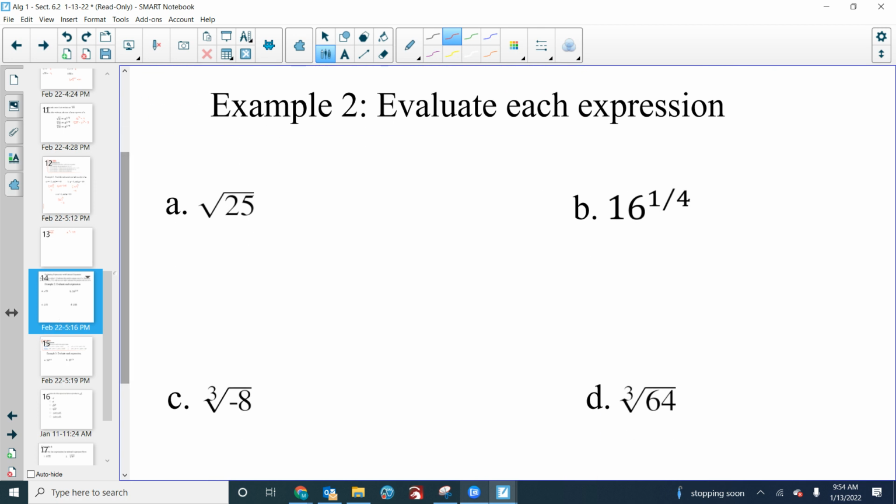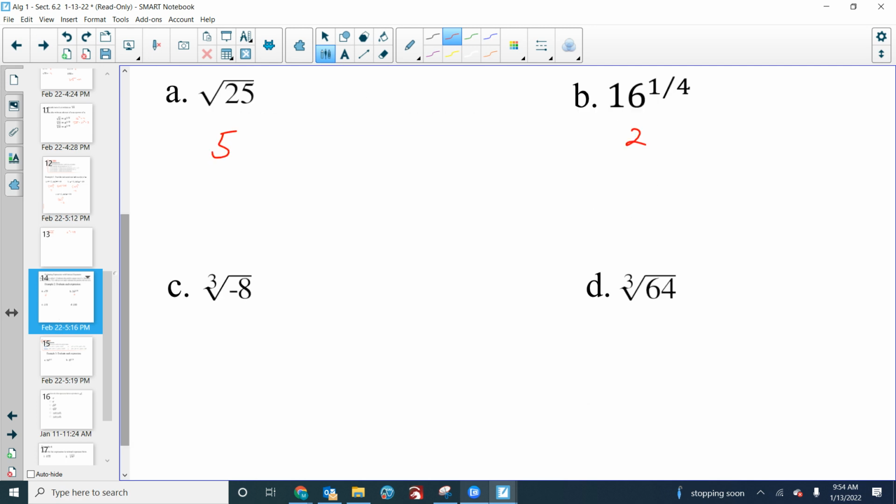All right. If they just present you with find the square root of 25, there's only one solution. What's the square root of 25? 5. All right. What's the fourth root of 16? 2. And you should always be thinking in the back of your mind, okay, what times what times what times what is 16? Okay, it's 2. What's the cube root of negative 8? Negative 2, very good. What's the cube root of 64? 4. You guys are good with this, right? Awesome.